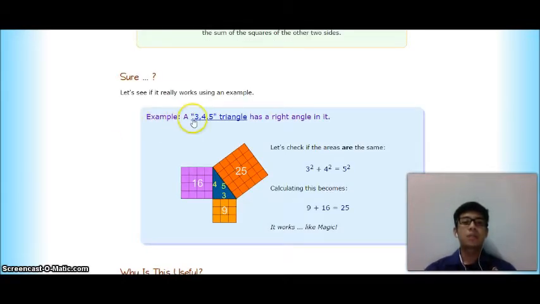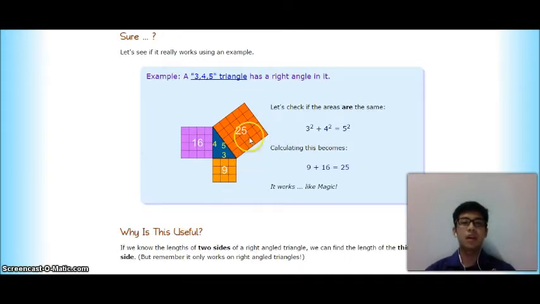Here is an example. A 3, 4, 5 triangle has a right angle in it. As you can see, here is the right angle triangle. Let's check if the areas are the same. We have this side with 3 and this side with 4. We apply the formula: 3 squared plus 4 squared equals 5 squared. When we calculate this, it becomes 25, which is equal to the area on this side. As you can see, it works like magic.